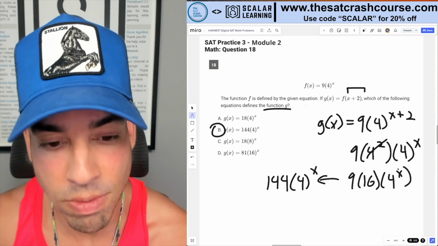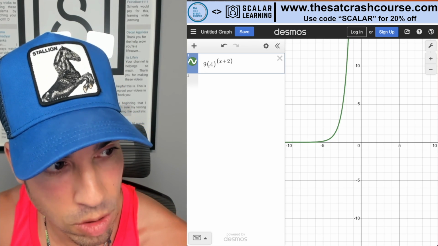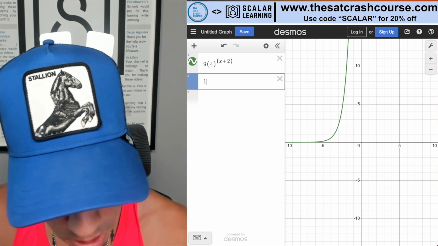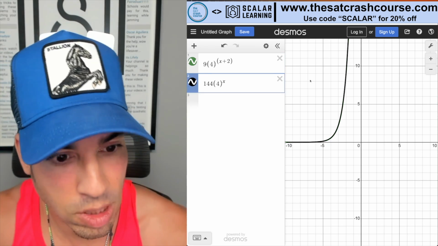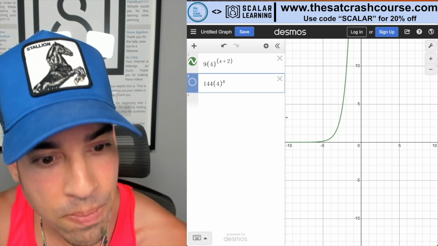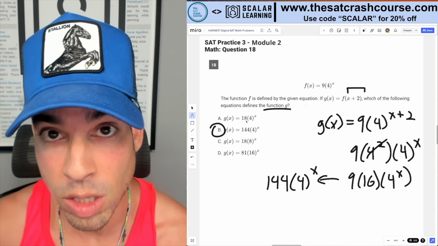But now I'm going to verify it for you in Desmos. So here's what we originally said g of x was, 9 times 4 to the x plus 2. And here's the answer, which was 144 times 4 to the x. And you see they overlap right on top of each other. And so there's your verification. Anyways, that's how you solve this. B is the winner. Done.